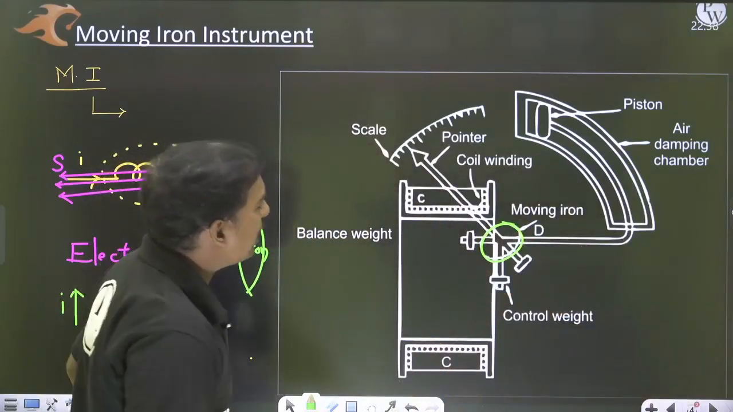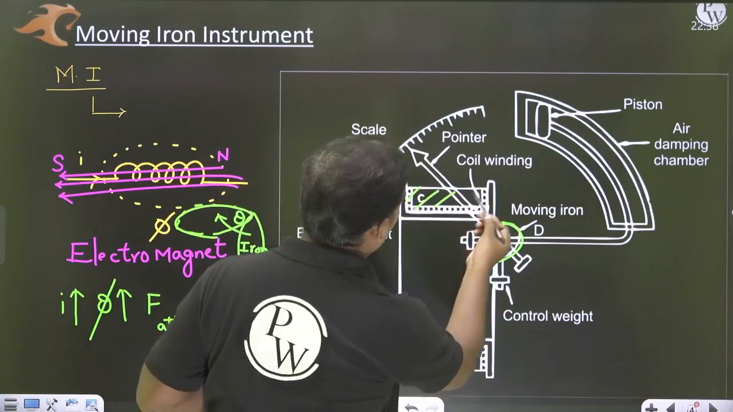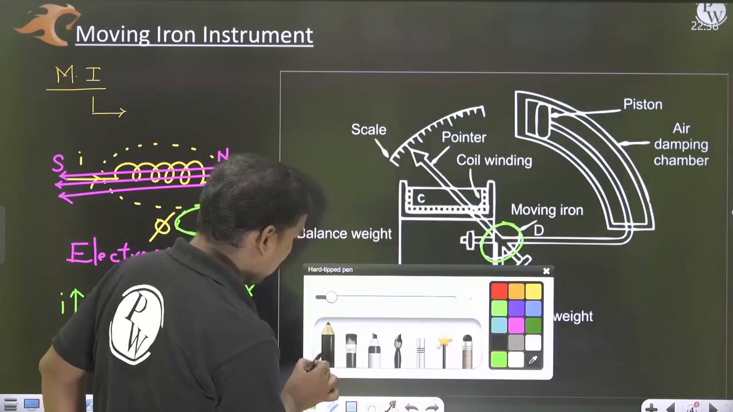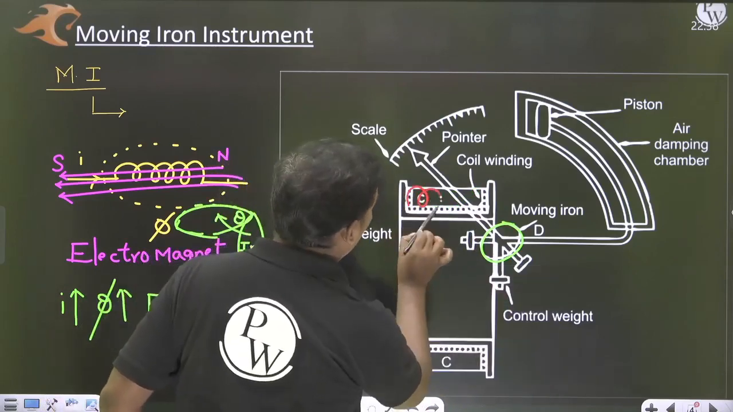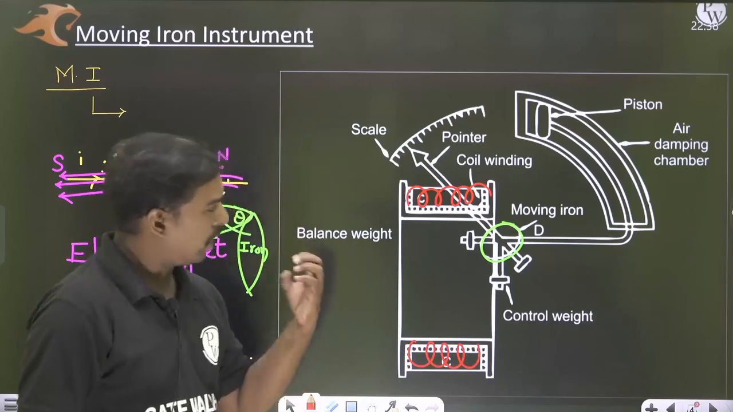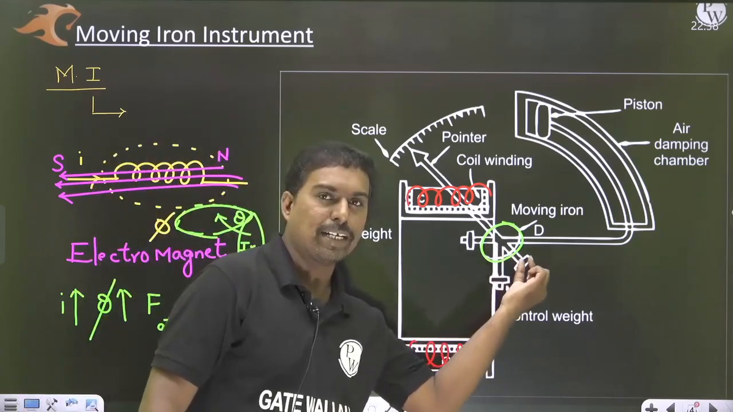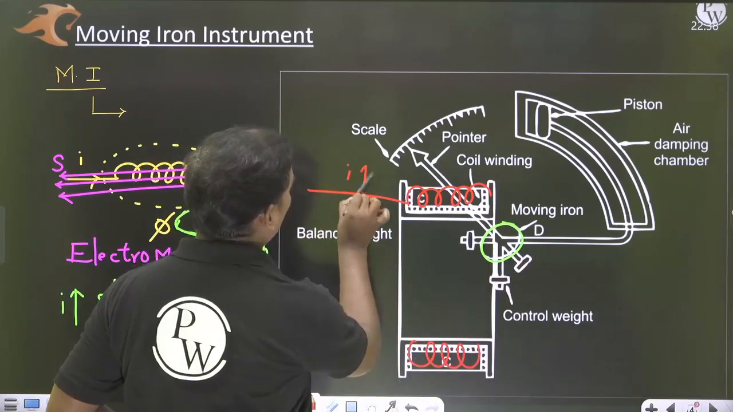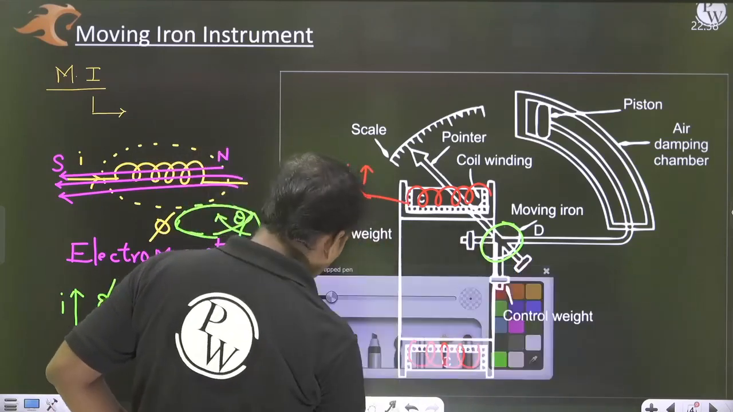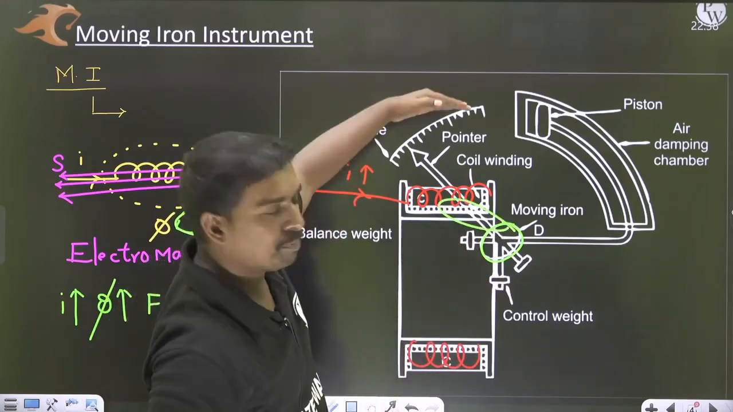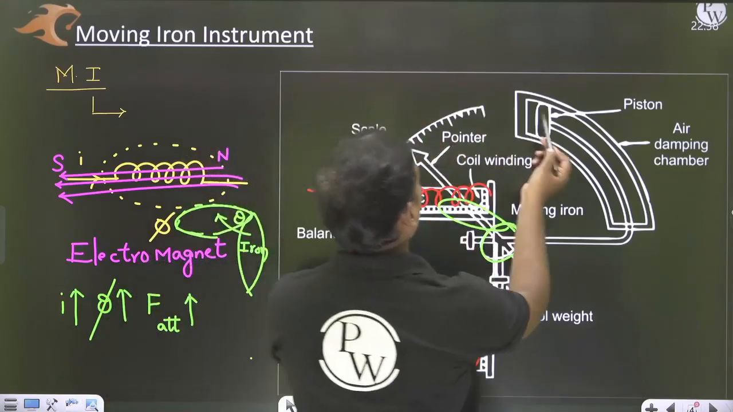Okay. So this is a coil winding. Let me explain, a simple explanation I am giving. This is a coil cross sectional view. In this coil, suppose nearby there is a moving iron. Whenever the current passes through this, this iron disc will be attracted to the coil. So then this pointer will deflect.